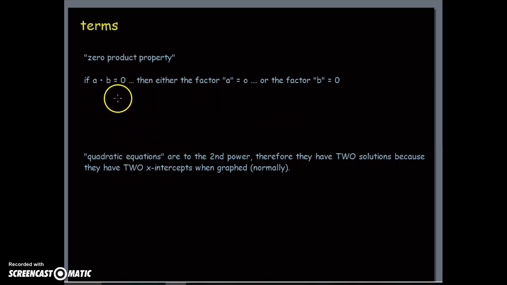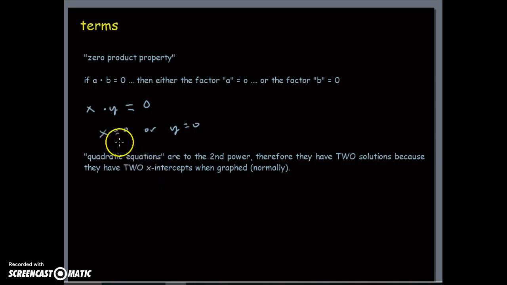So for example, if we've got x times y equals 0, then either x has to equal 0 or y has to equal 0, right? One of these two has to equal 0 for the entire thing to equal 0.